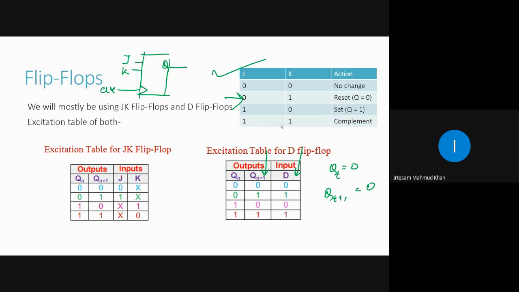Finally, if J equals 1 and K equals 1, we will complement the value of Q. That is, if the value of Q was 0 in the previous step, it will be 1 in the next step. If it was 1 in the previous step, it will be 0 in the next step. That means we simply complement it if J equals 1 and K equals 1. So these are the basic JK flip-flop operations.